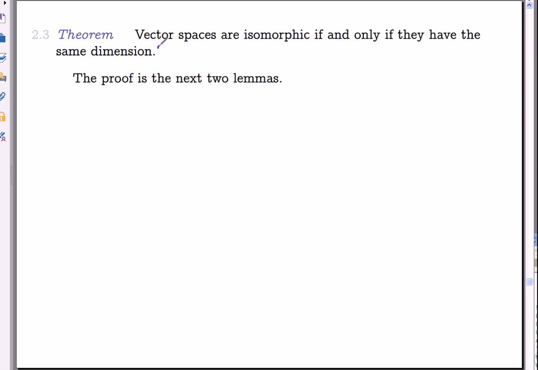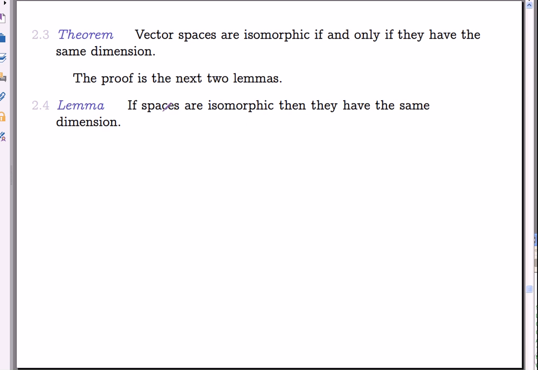All right, so here's our ultimate theorem. Vector spaces are isomorphic if and only if they have the same dimension. The proof is in the next two lemmas. Let's go on and see how that works. If spaces are isomorphic, then they do have the same dimension. So we're going to use the properties of isomorphism to show that any two isomorphic spaces have the same dimension.